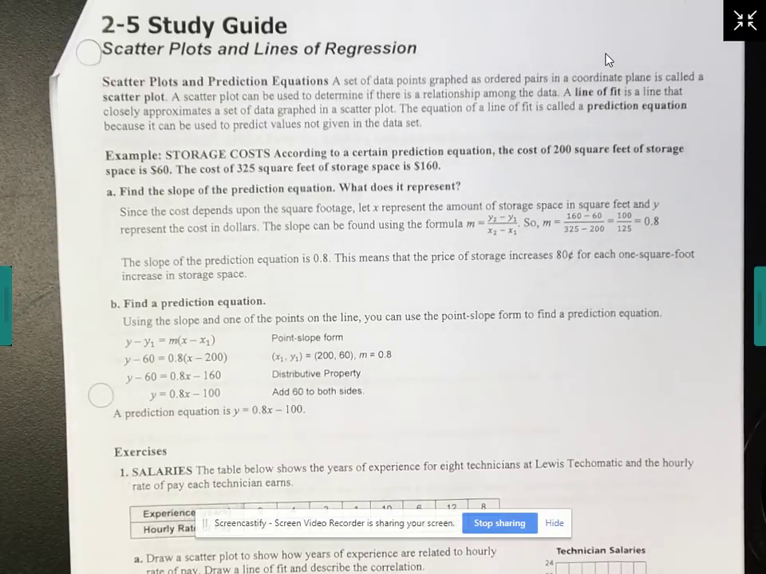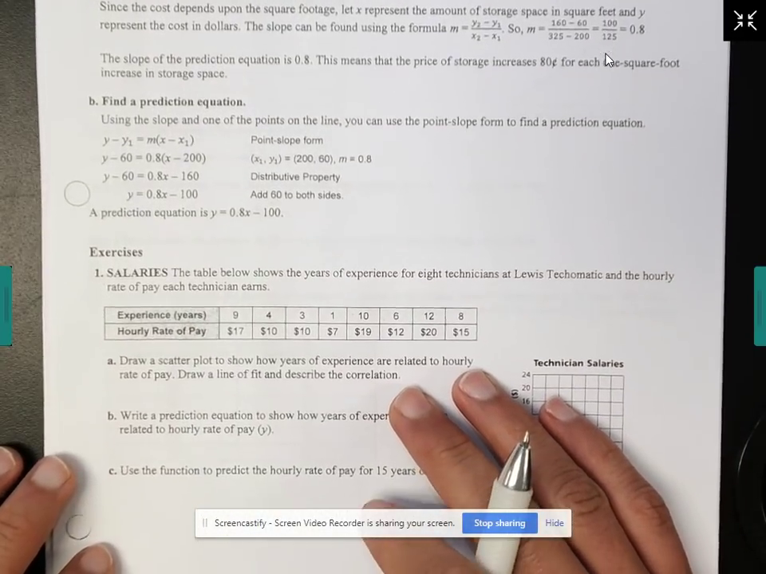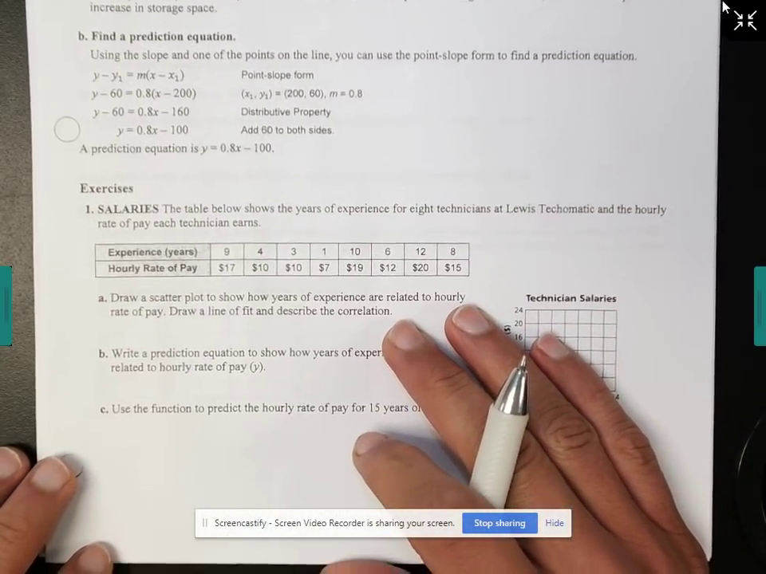So today we're going to talk about scatter plots and line of best fit regression. We're going to do one by hand and one with the calculator. Good news, we're going to get to use the calculator in part of this. Now first we're going to talk about how to figure out the slope of the best fit, by hand.